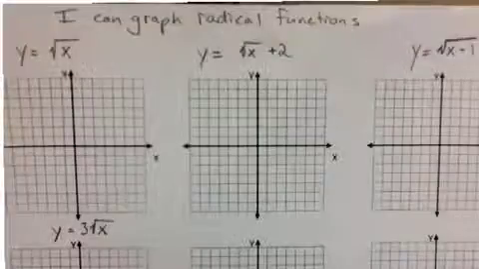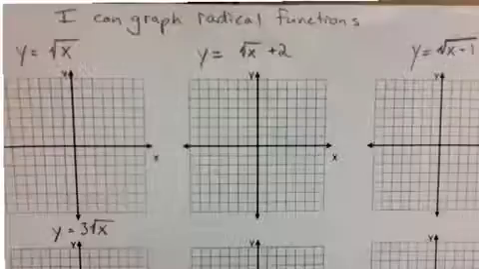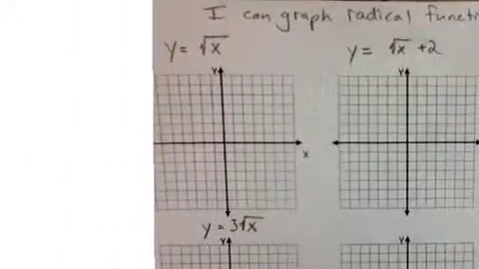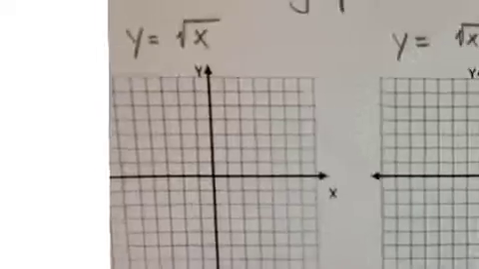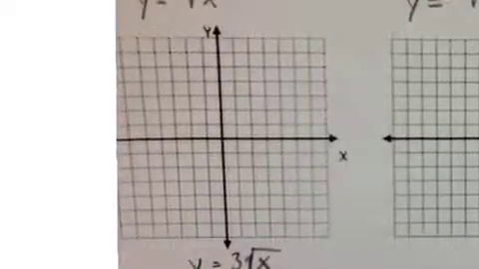Hey guys, just want to give you your quick last lesson from this chapter, about graphing radical functions. So I've got 3 examples for you, and we'll start with the very first basic one, which is just y equals the square root of x.